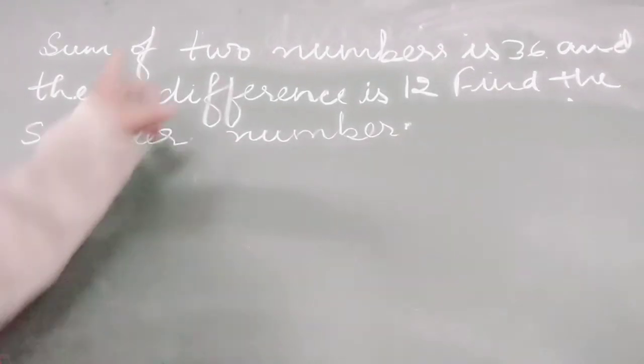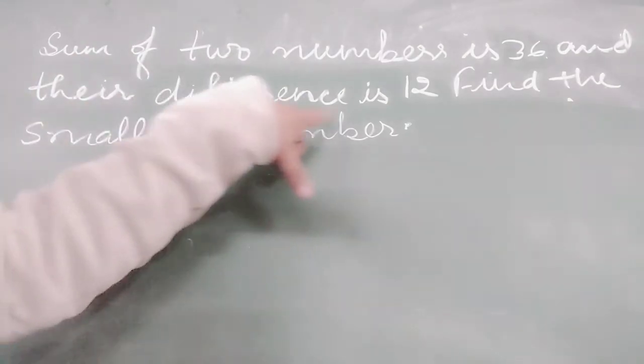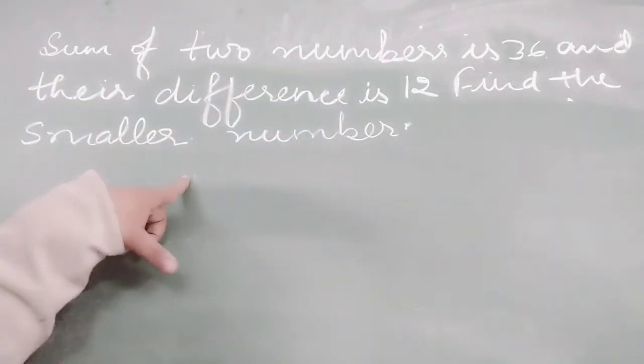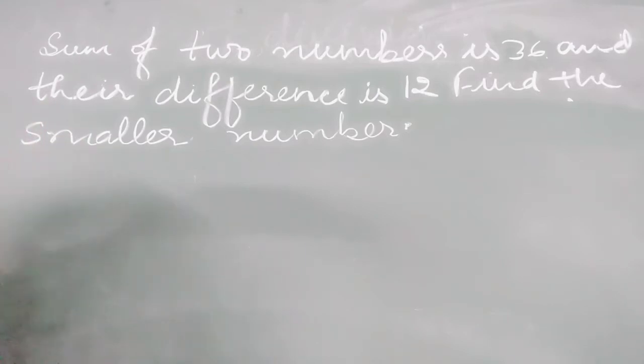In this question, the sum of two numbers is given as 36 and their difference is given as 12. You have to find out the smaller number. Tell me the smaller number by commenting in the comment box.